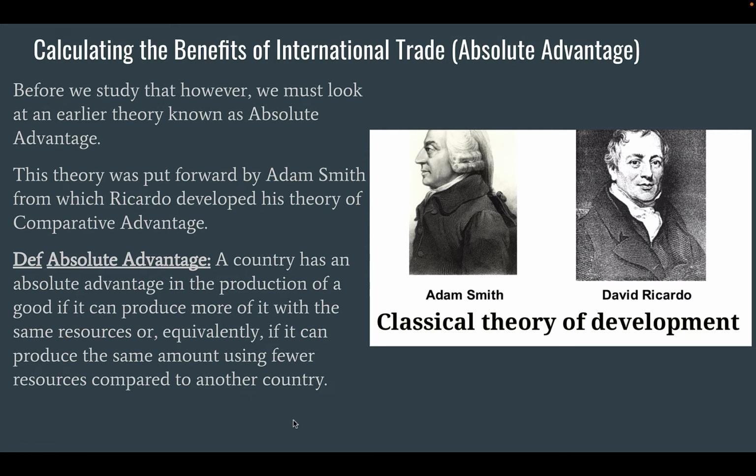Now, this is the definition of absolute advantage, and this is what Adam Smith correctly but incompletely said are the benefits of international trade, or more accurately, the basis to prove the benefits of international trade. A country has an absolute advantage in the production of a good if it can produce more of it with the same resources, or equivalently if it can produce the same amount using fewer resources compared to another country.